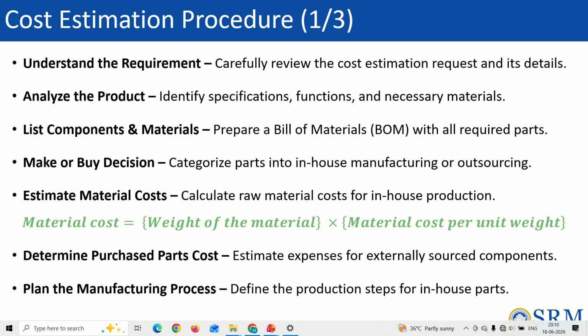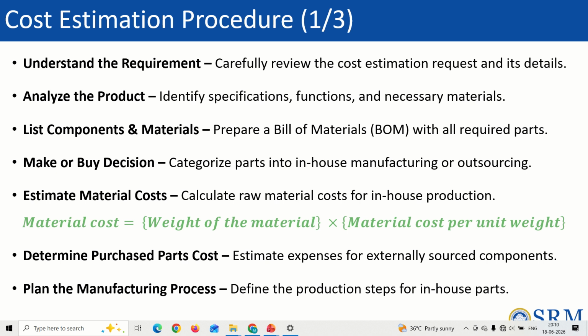So let's start with the structured procedure for cost estimation, which we will break down across the next three slides. Step 1, we must thoroughly understand the requirements by reviewing the cost estimation request. Step 2, we analyze the product specification, functions and materials. Step 3, we prepare a detailed bill of materials or BOM. And step 4, we make a make or buy decision, establishing which components to manufacture in-house versus which to outsource. And step 5, we calculate our raw material cost using the formula.